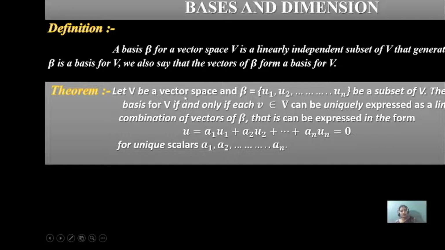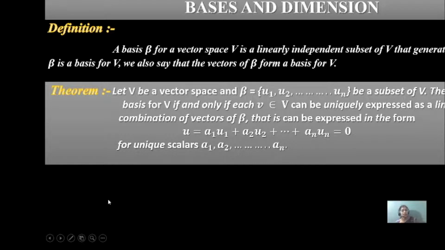Let V be a vector space and beta equal to u1, u2, up to un be a subset of V. Then beta is a basis for V if and only if each small v, an element of capital V, can be uniquely expressed as a linear combination of the vectors of beta. That is, v equals a1 u1 plus a2 u2 plus up to an un, for unique scalars a1, a2, up to an.